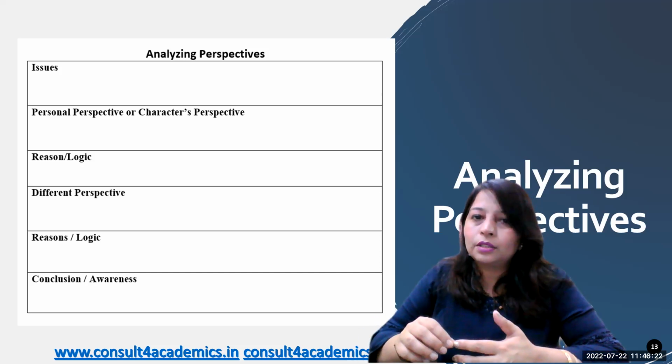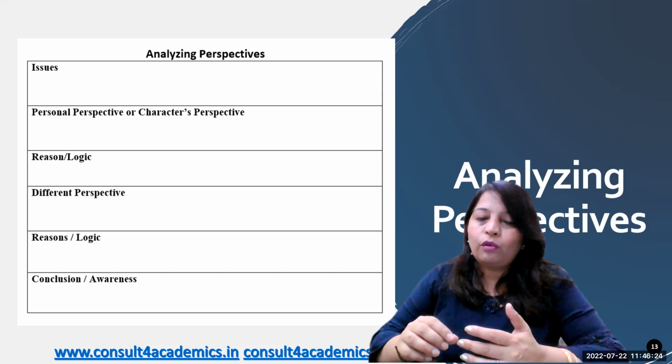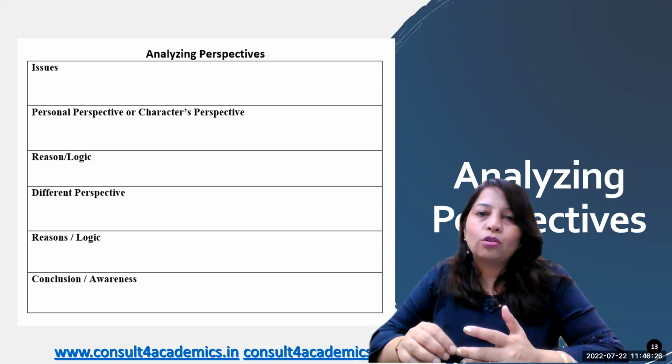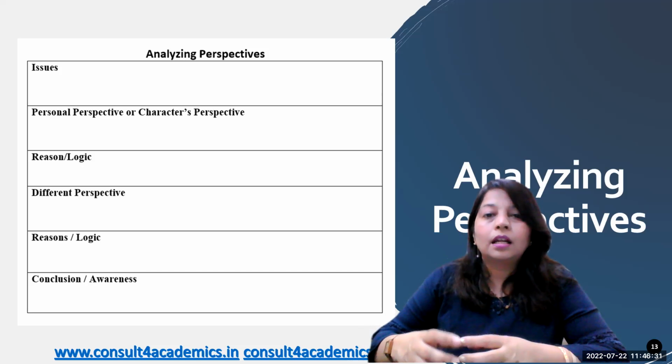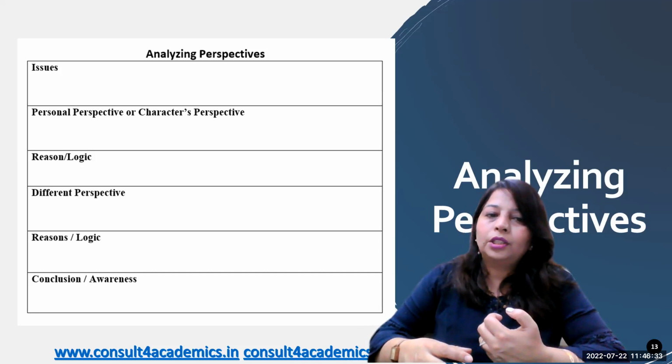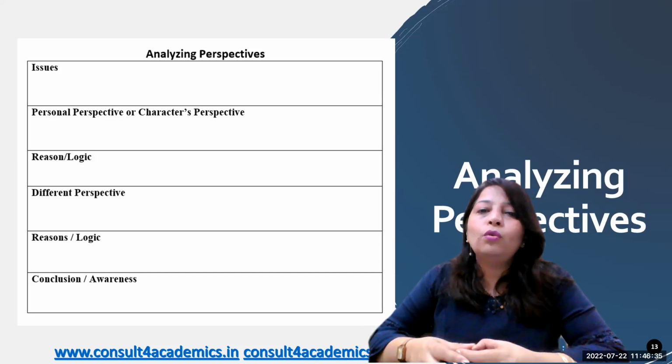Maybe what other different perspective they are thinking about, for that they can discuss with a peer as well. If you are assigning the same as homework, they can talk to the parents, they can talk to friends or maybe the neighborhood, and then they can gather their perspective on that particular issue, give the reasons, and then conclude accordingly.